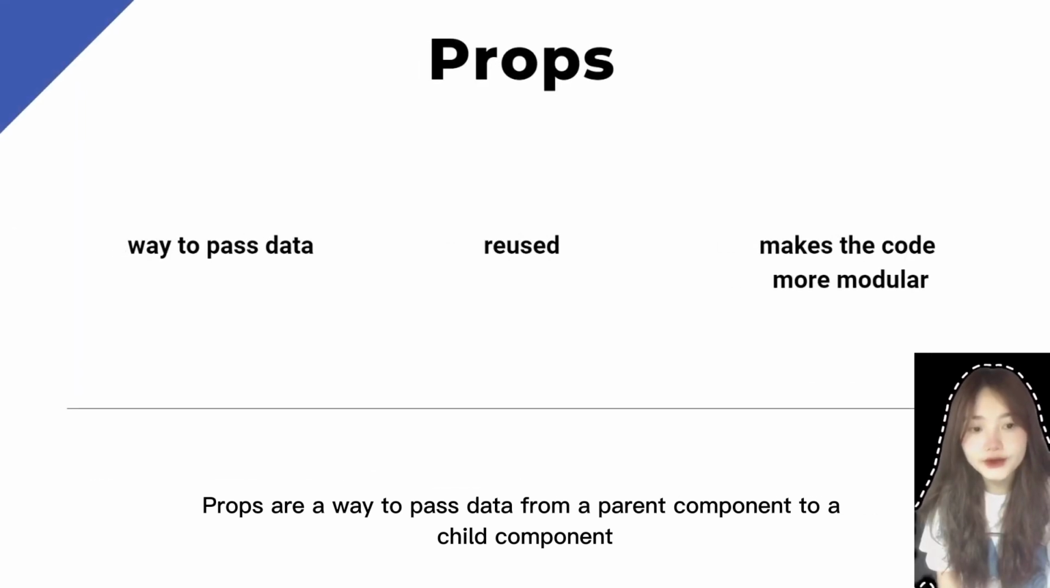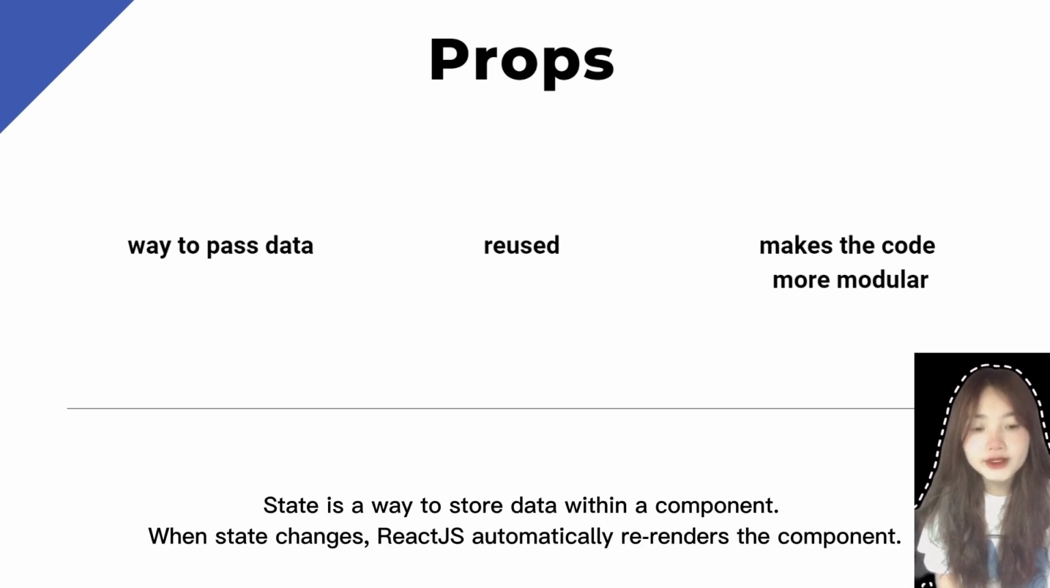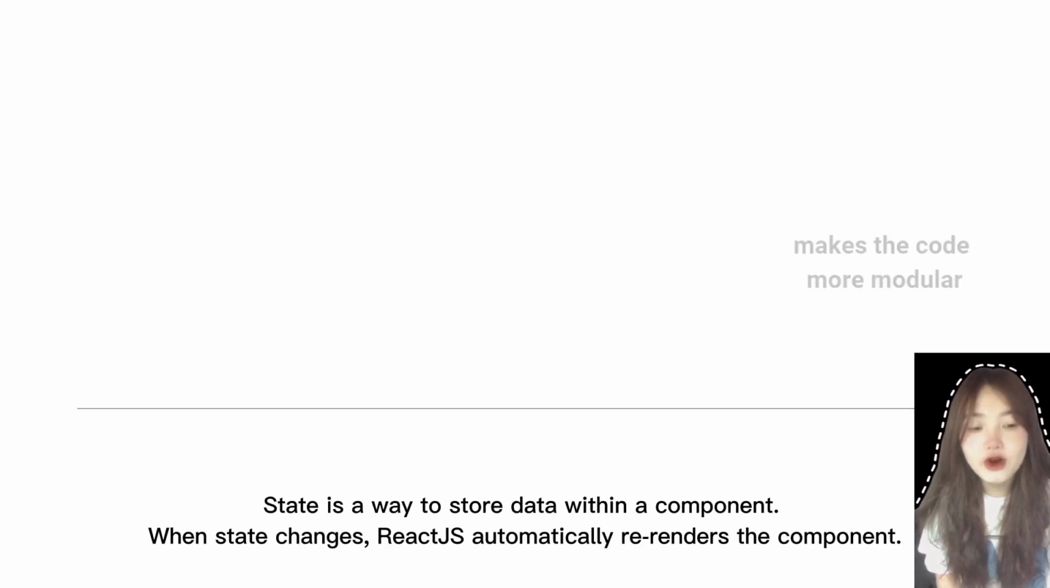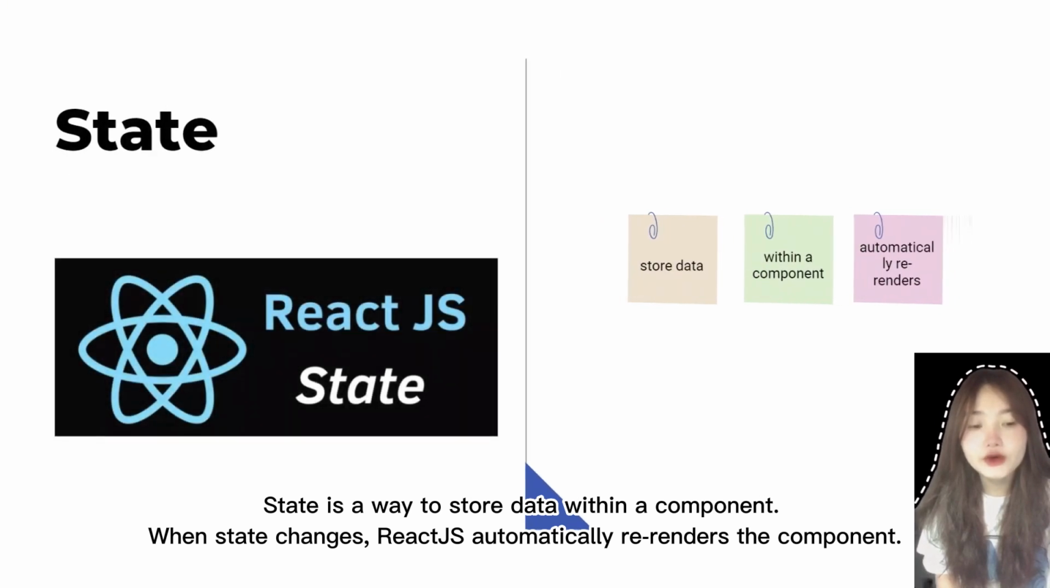Props are a way to pass data from a parent component to a child component. This allows components to be reused and makes the code more modular. State is a way to store data within a component. When state changes, ReactJs automatically re-renders the component.